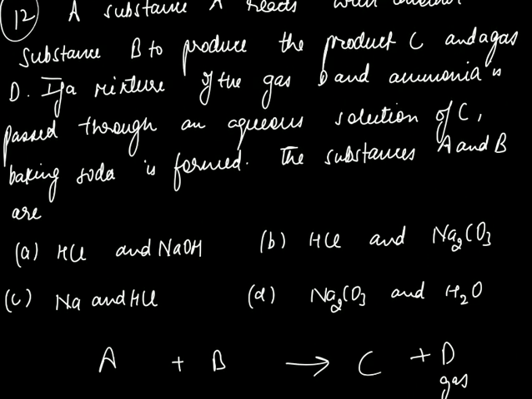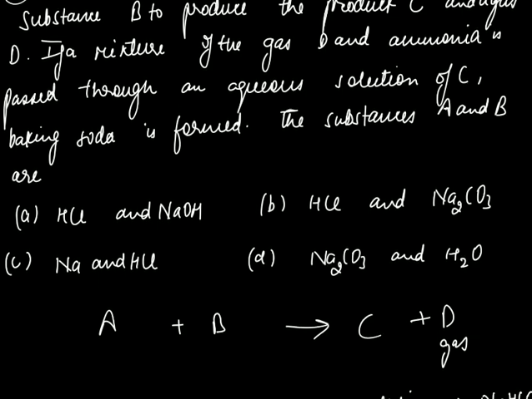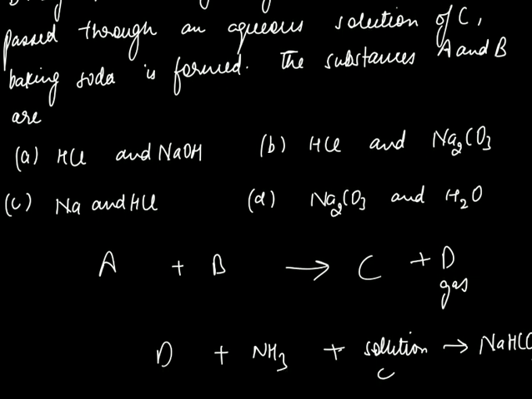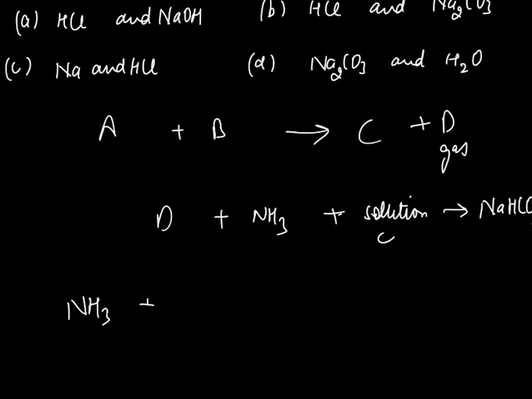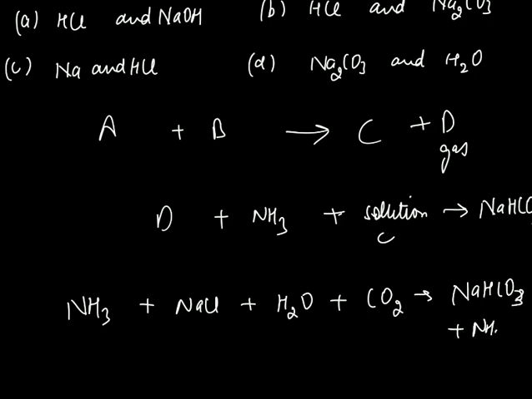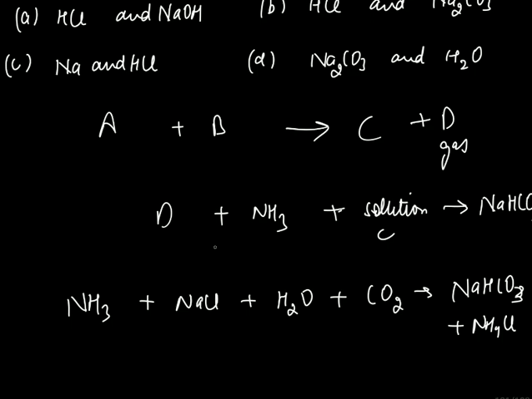They are asking what substances A and B are. So if we go back to the Solvay process, it was ammonia reacting with NaCl plus water plus carbon dioxide, giving you sodium bicarbonate, and there was a secondary product, that is ammonium chloride. So we need background information of this reaction because they are talking about baking soda. Now D is a gas, so this has to be carbon dioxide, with ammonia. Then solution C they are talking about has to be brine solution, NaCl and water. So this is giving us baking soda.